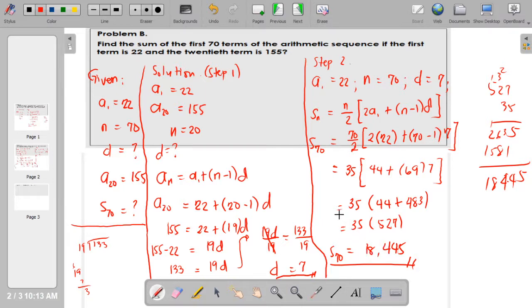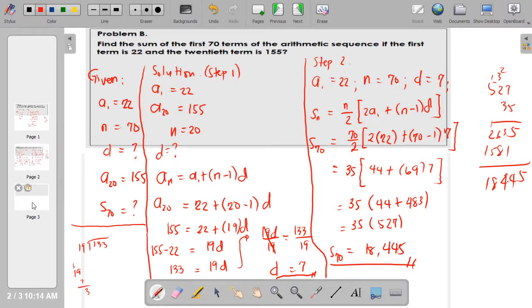18,445. So, the method is a bit long, because the common difference was not given. So we had to do two steps. First we solve for the common difference, and then we were able to find the sum of the first 70 terms. When you look at the problem, check if there is a sub 1, if there is n, and if there is a common difference. If one is missing, you cannot solve for the sum yet. So the first thing you must do is find it.